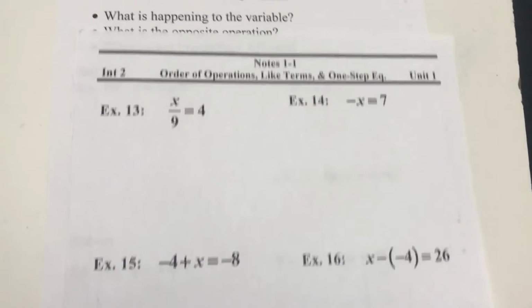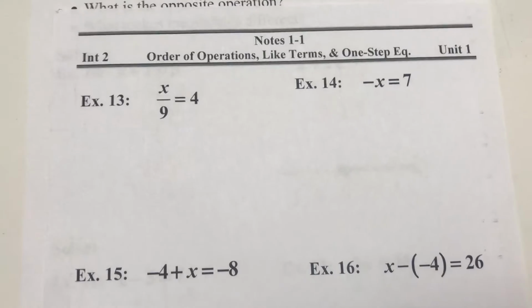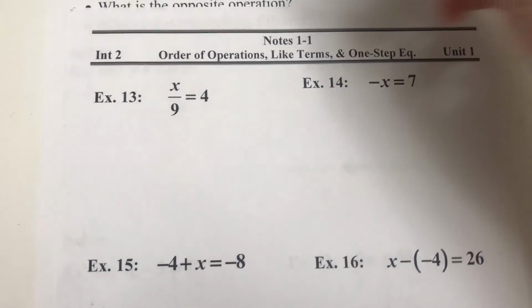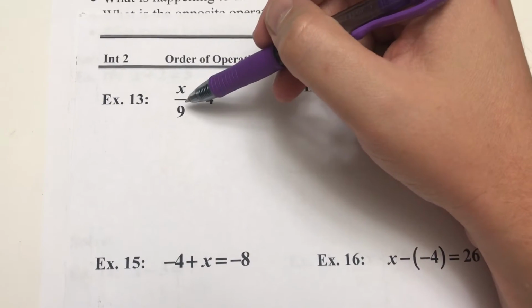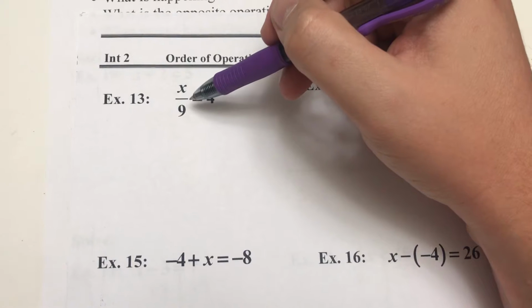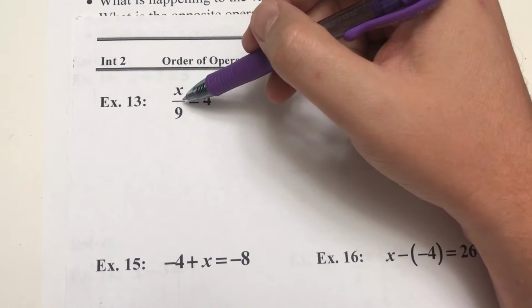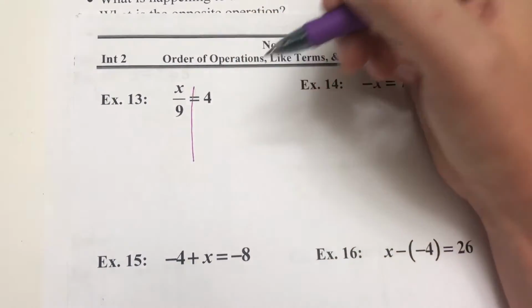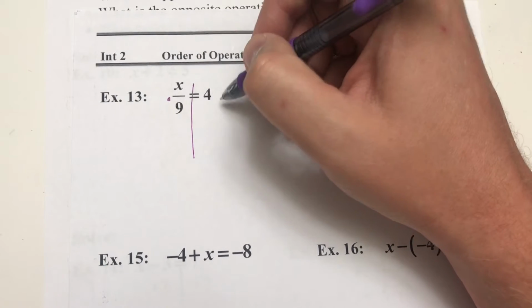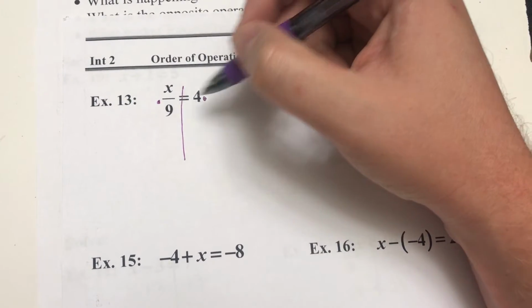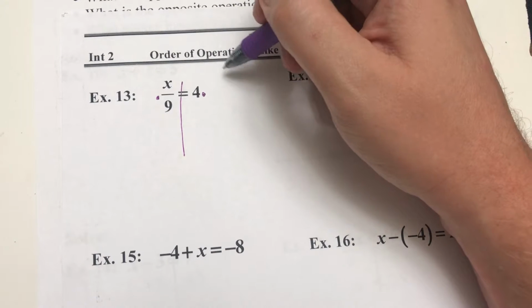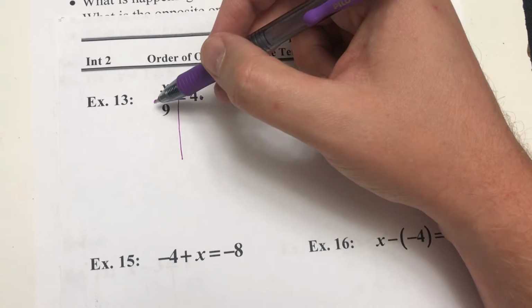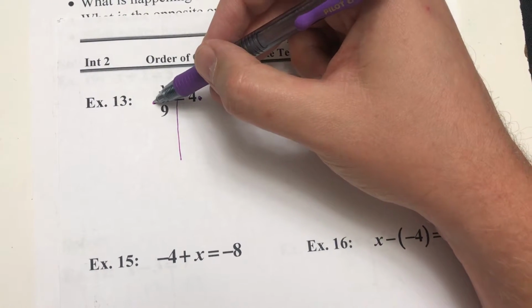Moving on to the last section of notes for the one-step equations and inequalities. In this problem, we have x over 9 equals 4. This bar right here indicates the operation of division. The opposite operation, draw your line through the middle, is to multiply. We will be multiplying, and I like to use a multiplication dot rather than a cross like an X, because it looks too similar to an X.